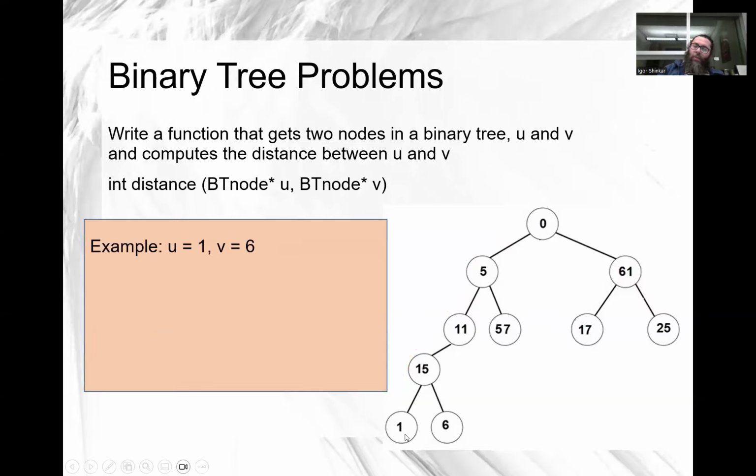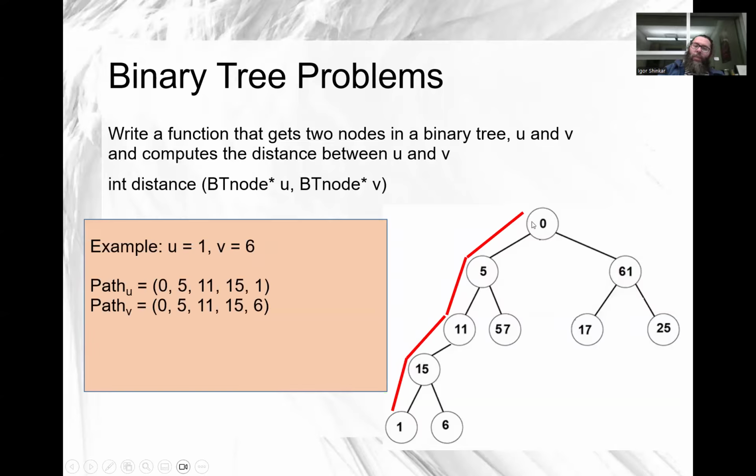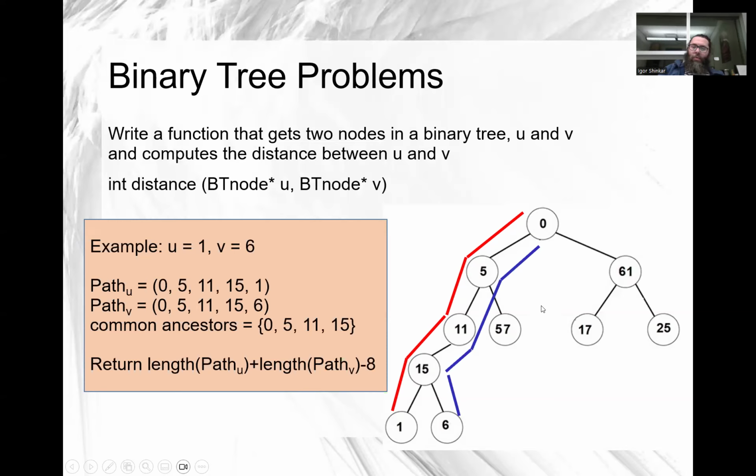Let's try 1, 6. So for 1, this is the path: 1, 15, 11, 5, 0. For 6, this is the common path. And we need to subtract almost all of this, right? When you subtract all these subpaths.